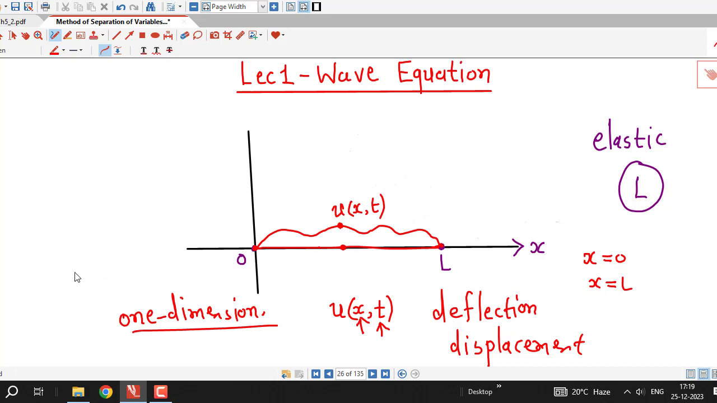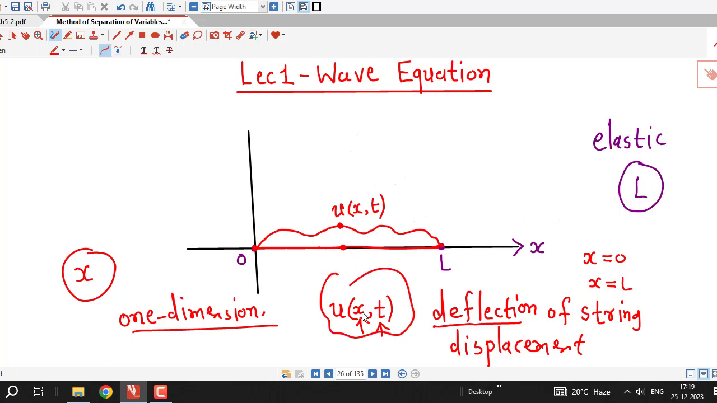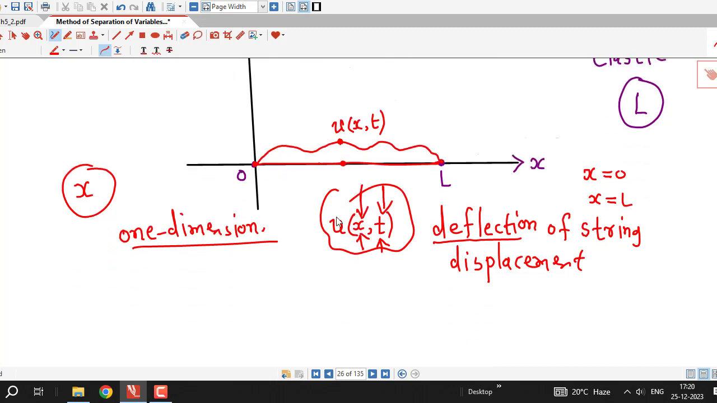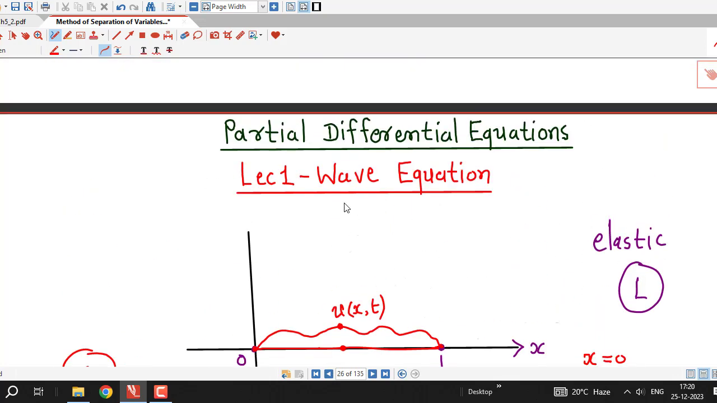That is, we have only one space variable x. So, we have a function of position x and time t, and that function is the deflection of the vibrating string at point (x, t). So, how to decide the deflection or displacement of the string at position x and time t? That is our problem.